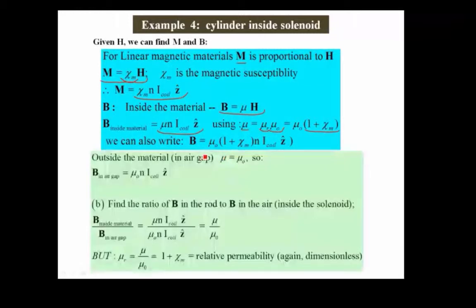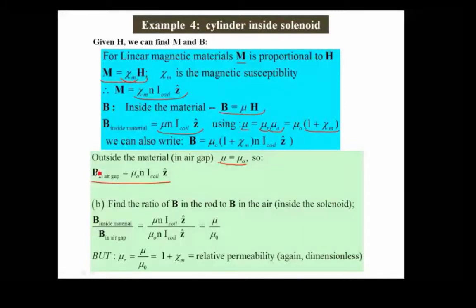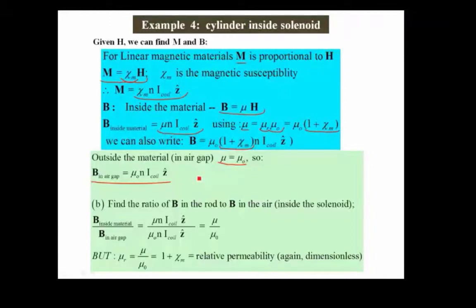Outside the material, we have mu equal to mu 0, so B is equal to mu 0 times H, and so we end up with this quantity here. So we found B in both regions, in the air gap and inside the magnetic material. The only difference between these two is this factor of 1 plus chi sub m. For ferromagnetic materials, this is huge, and so you get a very large B inside the material.